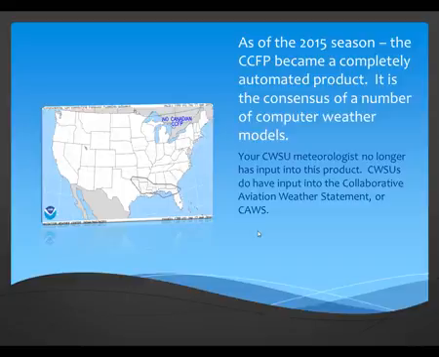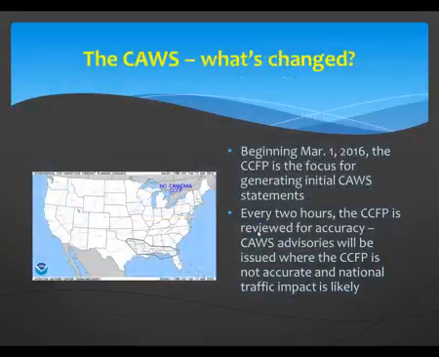We do have input into the Collaborative Aviation Weather Statement, or CAWS. And so what's changed with the CAWS? Beginning March 1st, 2016, the CCFP is the focus for generating initial CAWS statements. Every 2 hours, the CCFP is reviewed for accuracy. CAWS advisories will be issued where the CCFP is not accurate and national traffic impact is likely.